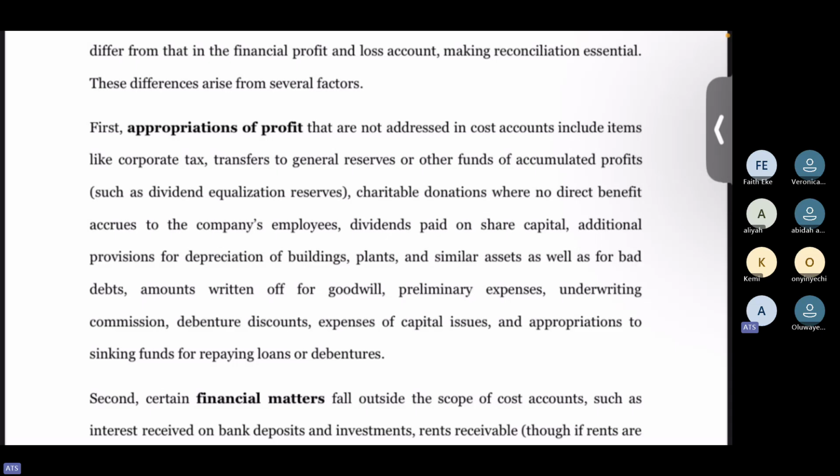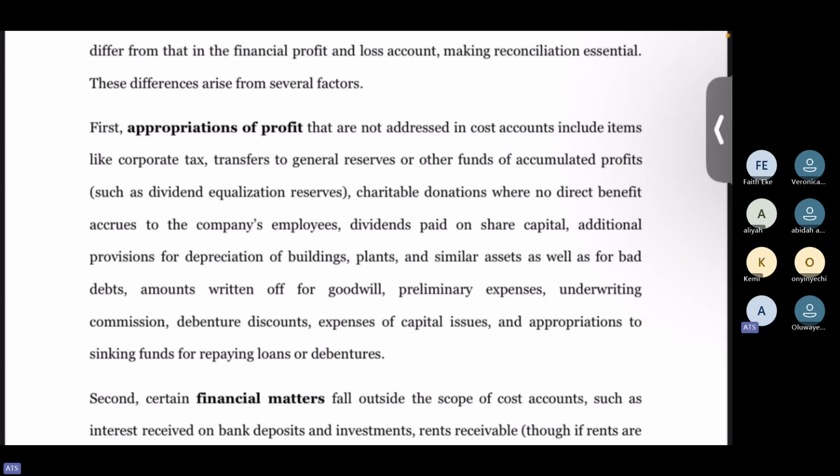Now I'm going to give it to you and then I'll tell you why we're adding it. So the first thing you add, if you're starting with profit as per financial accounting, is the increase in opening inventory. Do you have that down? Yes, ma'am.